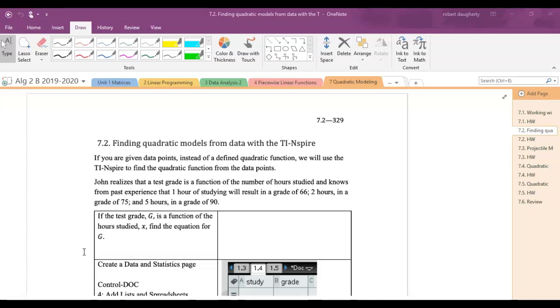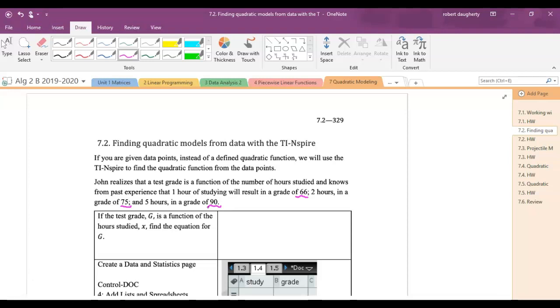So let's start out with a problem. John realizes his test grade is a function of the number of hours he studied. If only life was that cut and dry. But he's learned that if he studies 1 hour, he will get a 66. 2 hours, he will get a 75. And 5 hours, he will get a 90. If the test grade is a function of the hours studied, find an equation.